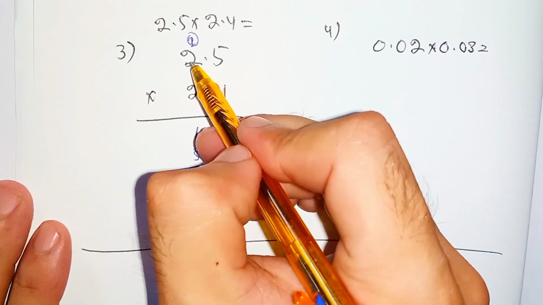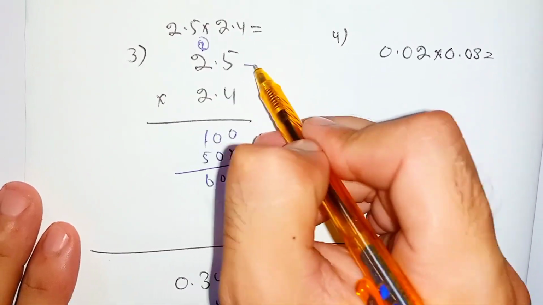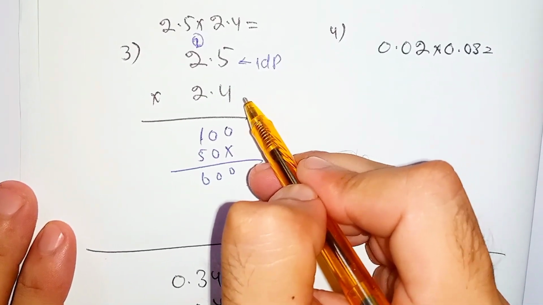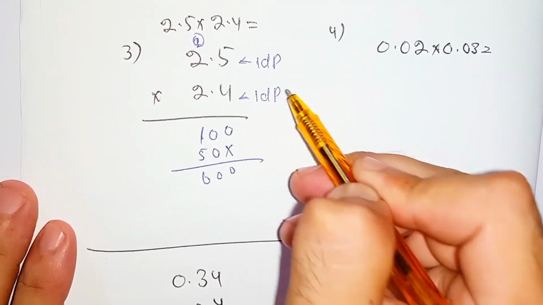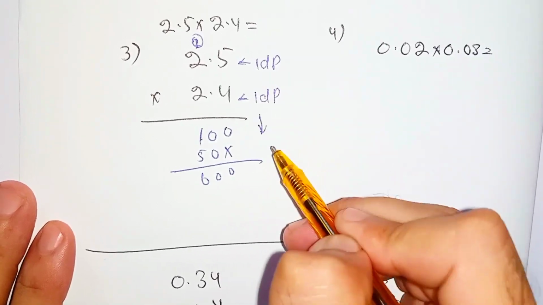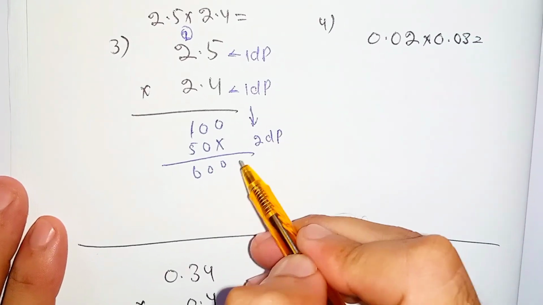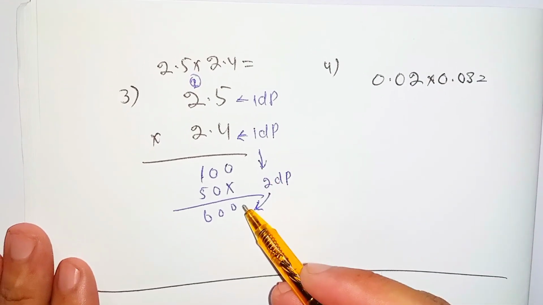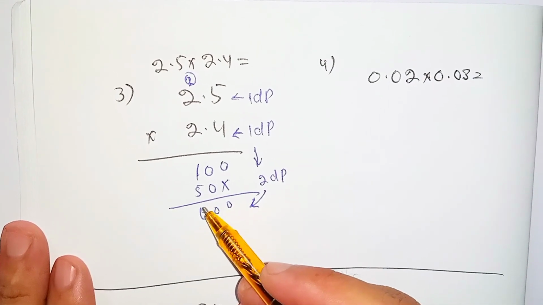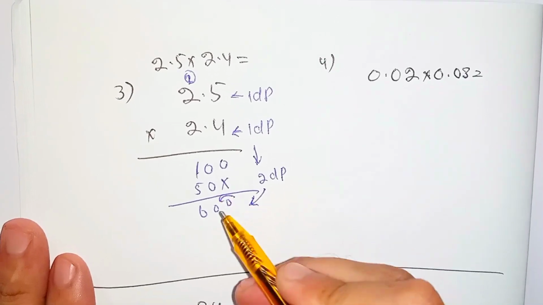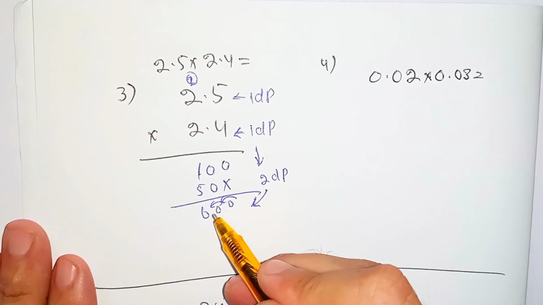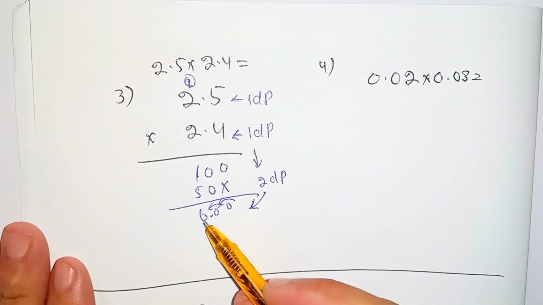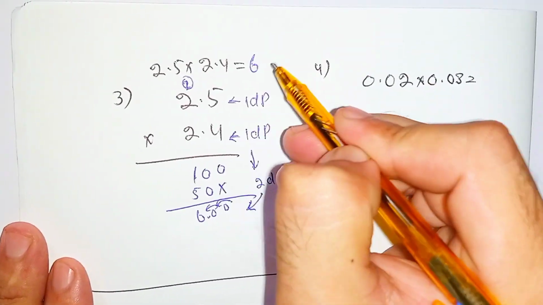Now here we see that there is 1 decimal place in 2.5 and 1 decimal place in 2.4, which becomes 2 decimal places. So there should be 2 decimal places in the final answer. We will move the decimal point from right to left by 2 places. So this is the first place, this is the second place. So when we multiply 2.5 by 2.4, the answer should be 6.00, that is 6.